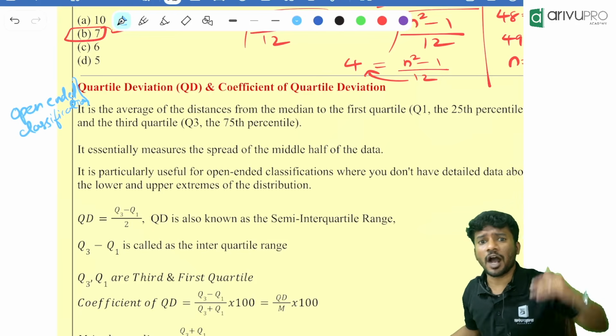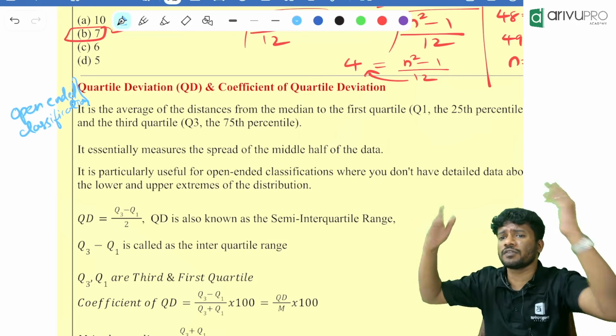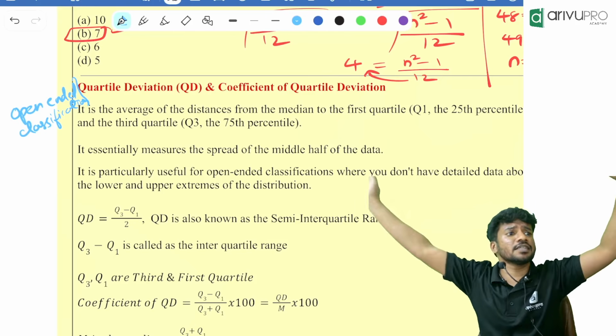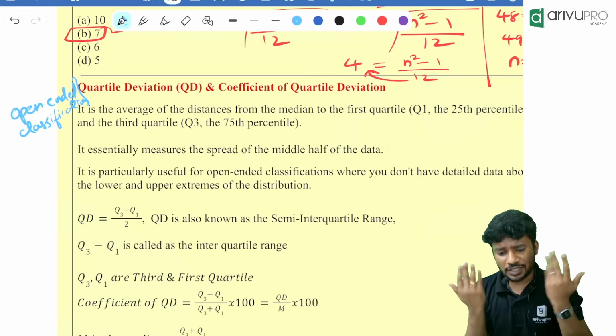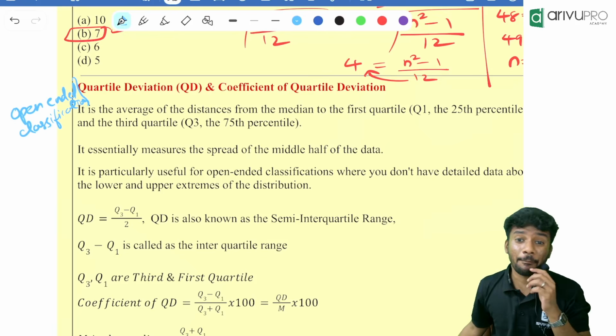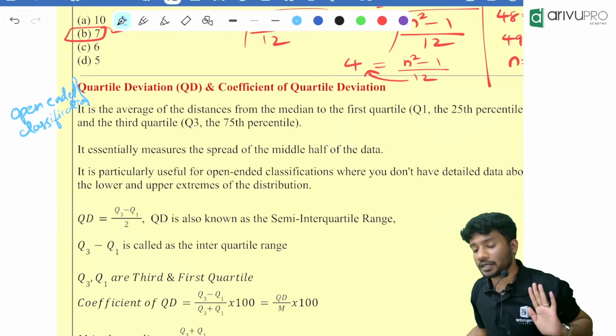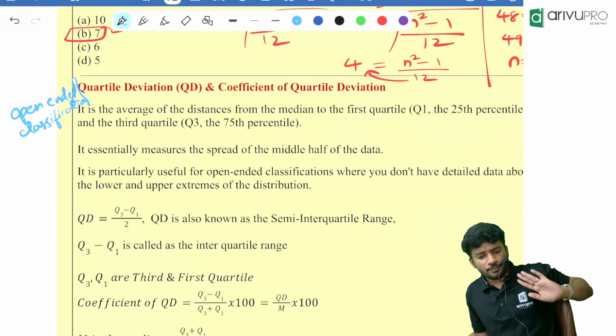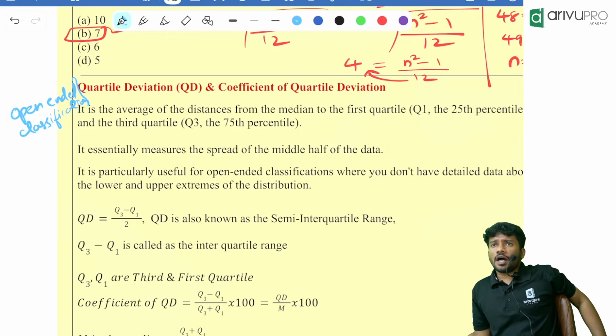Extreme values and all, we are not even bothered. It is there and it is here. That type of thing we can basically say is open-ended classification. That's the basic meaning of open-ended classification. Now, why are we saying it is the best measure for open-ended classification?